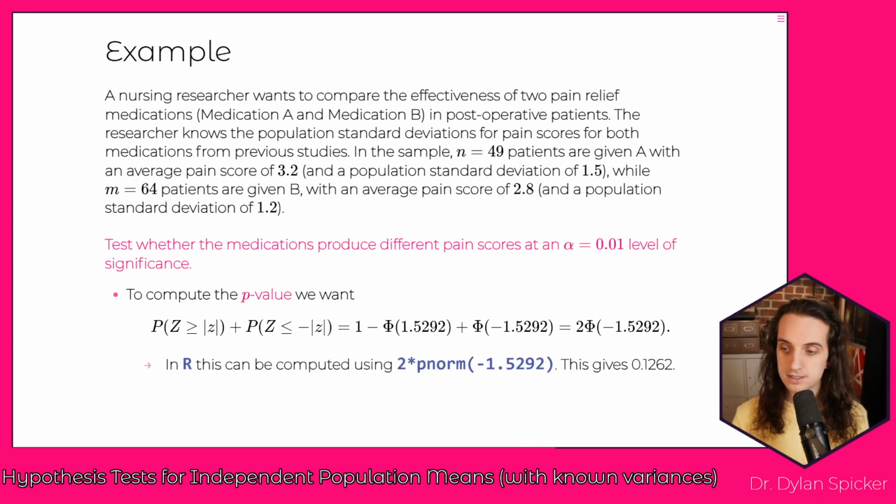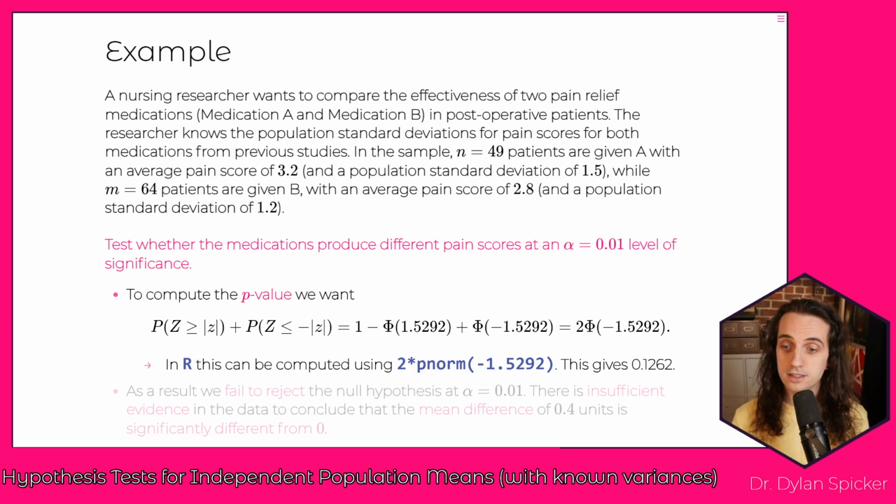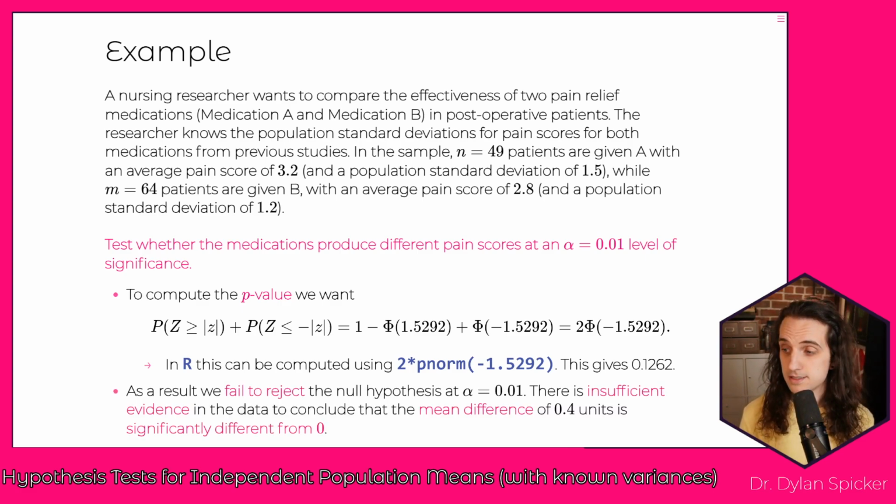If you actually want to compute this using R, we take pnorm of negative 1.5292 and multiply that by 2, so that we can work out the exact p-value. And we find that the p-value is 0.1262. Okay. And this is above our level of significance, and as a result, we fail to reject the null hypothesis, because the p-value, which is 12.62%, is greater than the level of significance of 1%. There's insufficient evidence in the data to conclude that the mean difference that we observed, which was 0.4 units, is significantly different from 0. And so there is no reason to conclude based on these data that there's actually a difference in means between these two different medications.